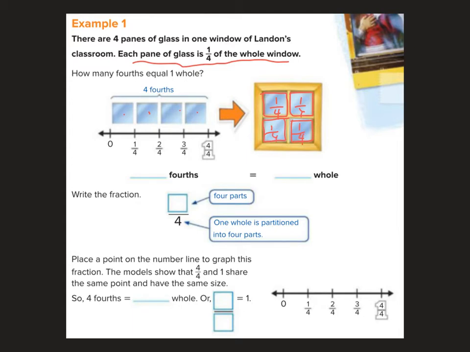All right, so how many fourths equal one whole window? 4 fourths. Okay, equals 1 whole. So 4 parts over 1 whole is partitioned into 4 parts. So out of 4 parts total is equal to 1 window. Place a point on the number line to graph this fraction. The model shows that 4/4 and 1 share the same point and have the same size. So 4 fourths equals 1 whole, or 4/4 equals 1. You can notice they do this here. So whenever you see 4/4 or whatever, they always do like this outline of a larger 1 because they're equivalent. They're worth the same amount.